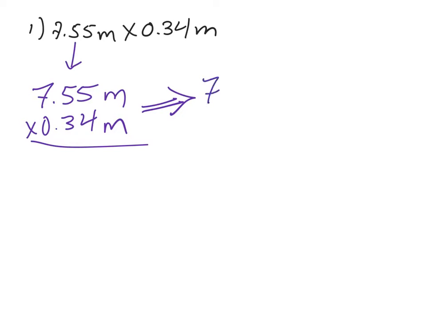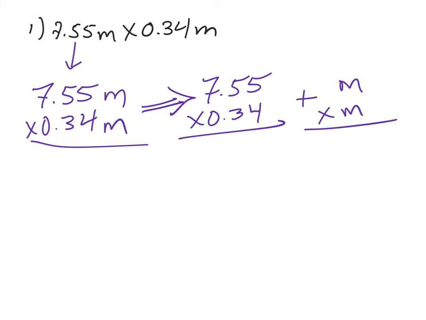So I would rewrite this as 7.55 times 0.34, and then over here, meters times meters. Anytime you multiply something by itself, in this case meters times meters, you're going to get that number squared. If it's not a number, if it's a letter, you just have it squared.